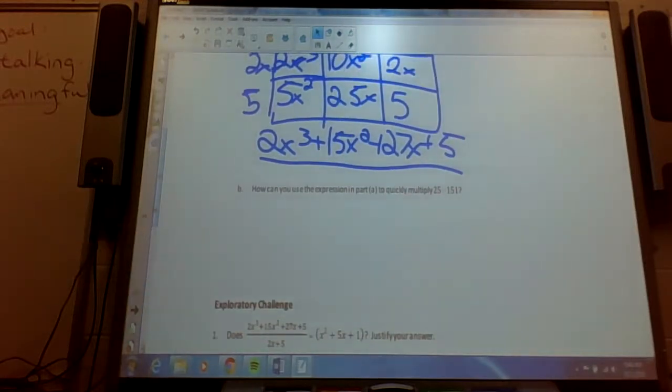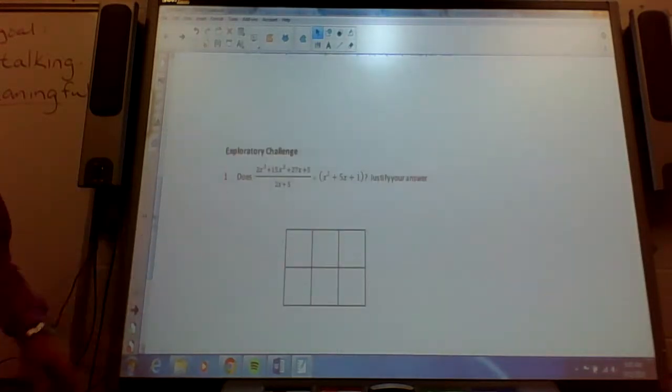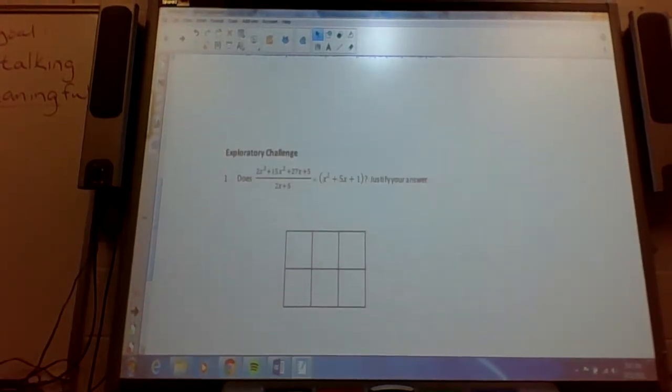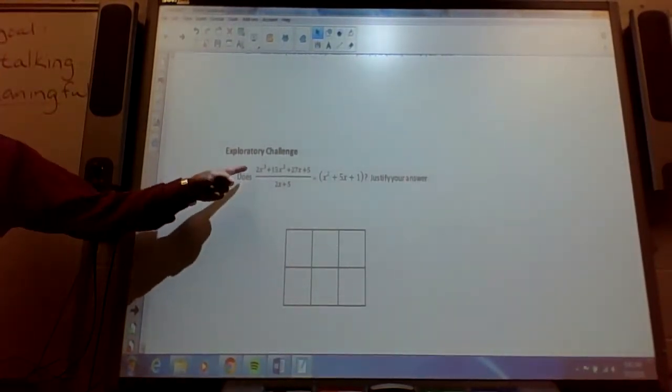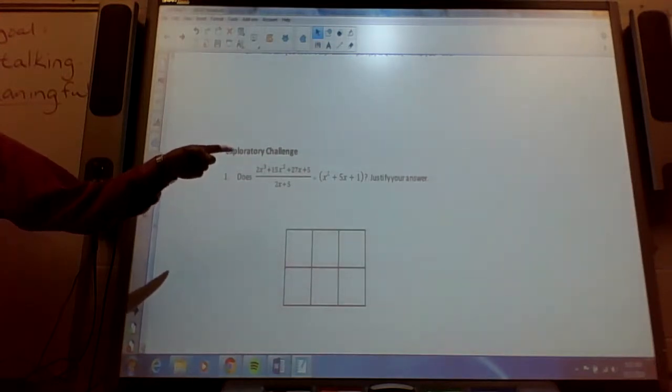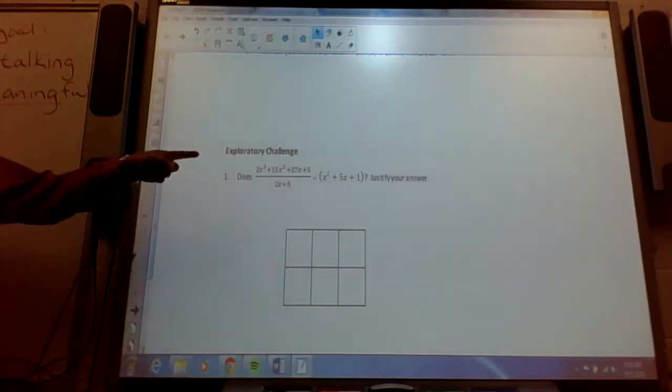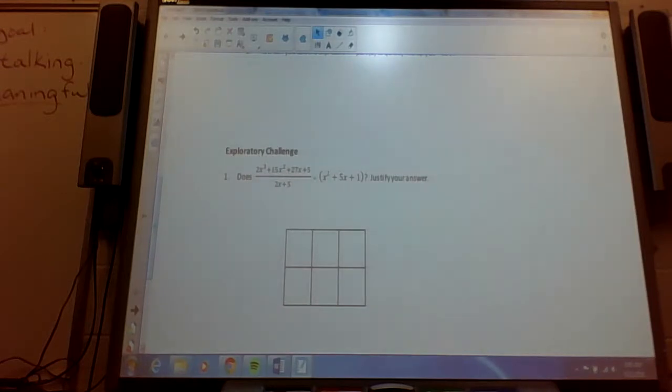How can you use the expression in part A to quickly multiply 25 by 151? Who cares? Now, here's my question, though. I know Liv was right because look at this. They gave us the answer down below, did they not? I could have just cheated. I said I could have. I didn't say she did. But she showed us our work, right? So we know she did not cheat. The benefits of showing your work.